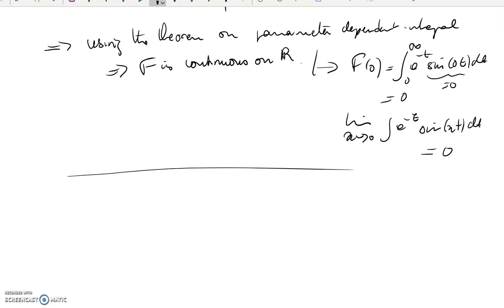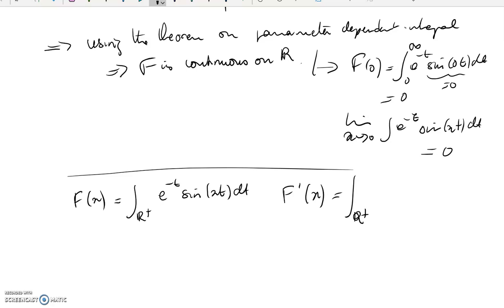So what do we have? Let me rewrite the definition: the integral on R plus of e minus t sinus of xt dt. And I would like to be able to write that f prime of x is going to be the integral on R plus, again, of the derivative as a function of x of what's inside. So, well, I can write it with a straight d: d over dx of e minus t sinus of xt dt.